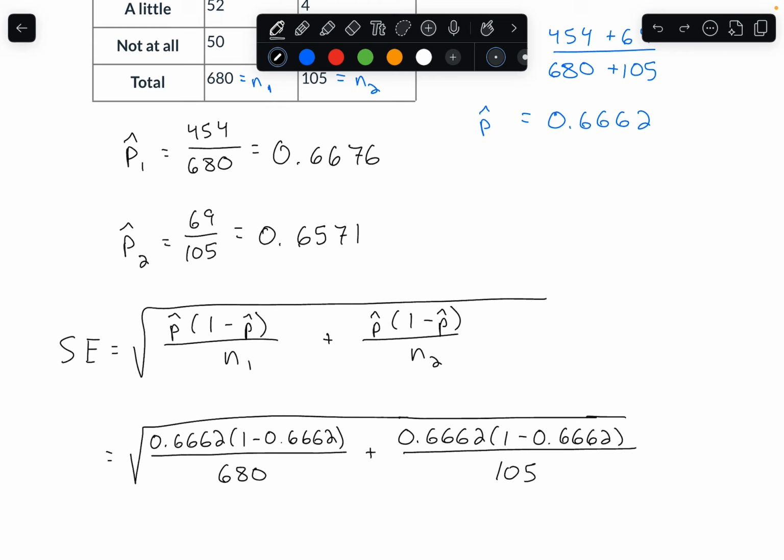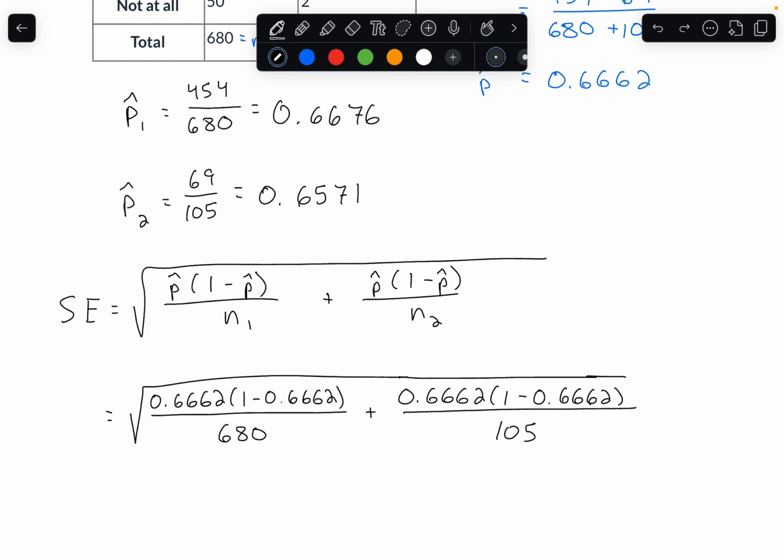But I'm going to go ahead and say I'm going to add on 0.6662 times 1 minus 0.6662 divided by this time 105. And I'll get a slightly bigger decimal. This time my calculator's not giving me scientific notation. It says 0.0024. So we could round it here if we wanted to, but again, that's going to introduce some amount of error. We want to be as exact as possible when we're working with these.